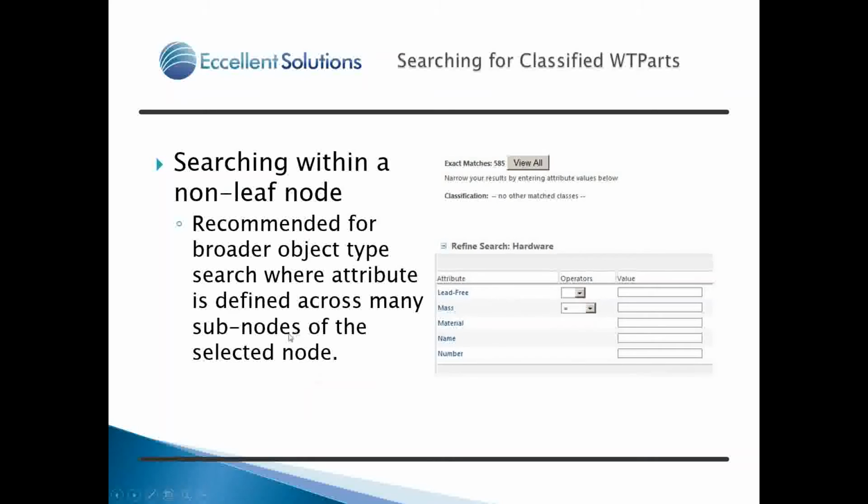Another way you can search, if you're looking for a broader search, and depending on how your classification schema is set up, you can always go to a specific node that isn't a leaf node and just start the search from there. If you recall from the node structure I had shown earlier, underneath or above the bracket and bolt and washer and similar type nodes was one called hardware, which included all of those. You can do this for a broader type of search where an attribute is defined across many subnodes. And in this particular example, we have a lead-free and mass attributes that are applied on hardware. So not only can you search all hardware within the system, but you could either search on all objects that have it underneath hardware, or you could search individually on the classification nodes itself.